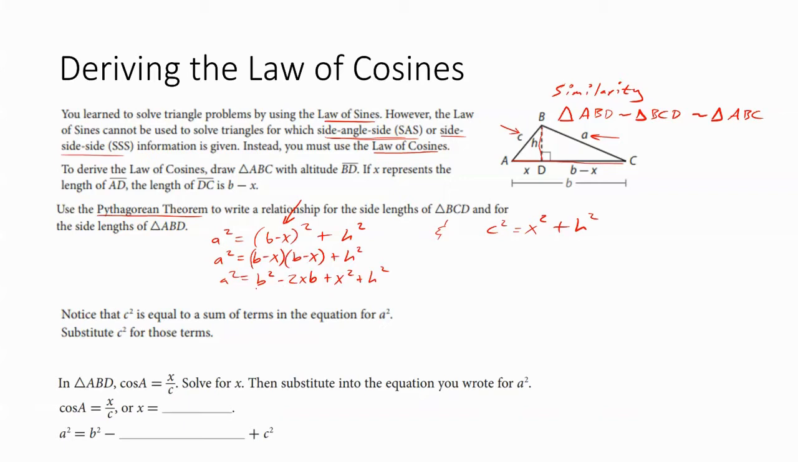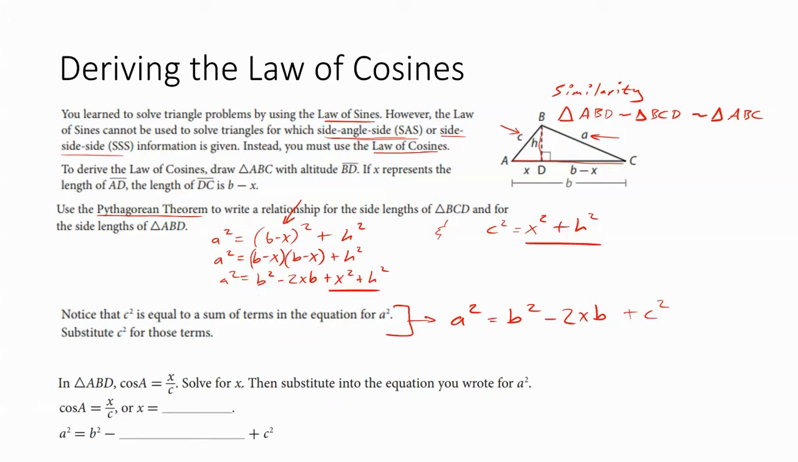All right, so now it's looking really crazy. But real quick, what do you guys notice? Coincidence? I think not. So c squared. Basically they're just saying, just substitute that in for c. So you're going to have a squared equals b squared minus 2xb, but instead of the plus x squared plus h squared, which is pretty insane to remember, we're just going to say plus c squared, because c squared is x squared plus h squared. All right, so we're getting closer and closer to our rule.